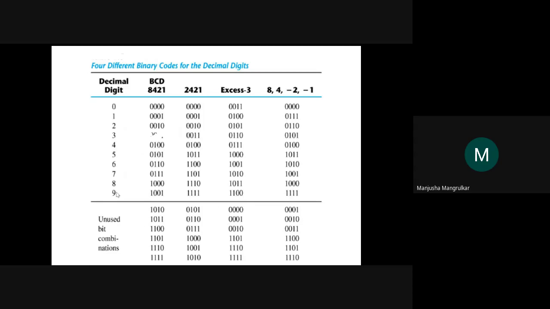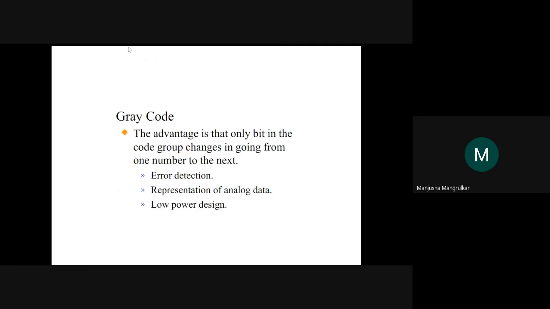So the 9 number is represented in excess 3, means the first 3 codes are omitted, and the excess 3 number system's 0 starts from the third number of BCD, right? That is the excess 3 number. Now the next, gray code. The advantage is that only one bit in the code group changes in going from one number to the next. It is used for error detection, representation of analog data, and low power designing. Right? You will see.